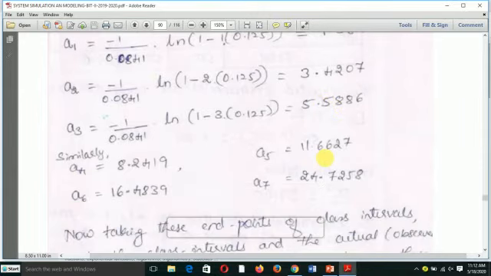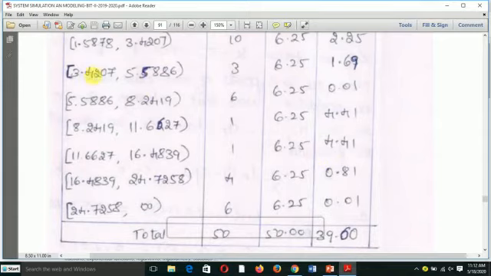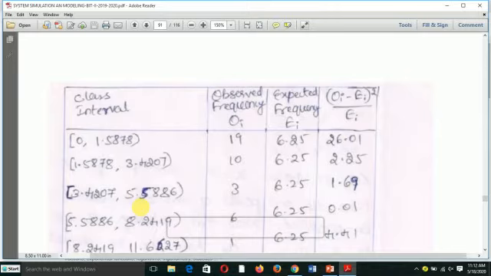So you continue like that till the end. The last one will go from the last end point to 1, here we are having 100%. So what are the observed frequencies? If we check the list given, we will find that we have 19 values which are in this range here.